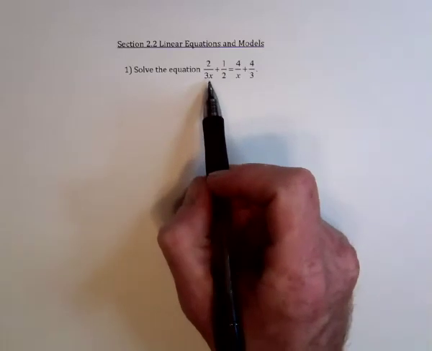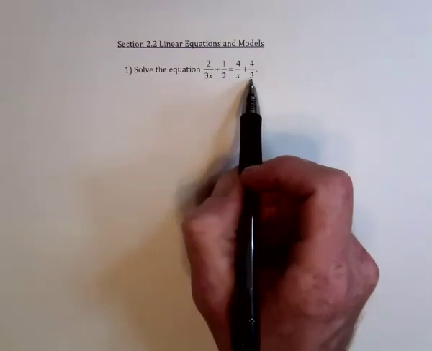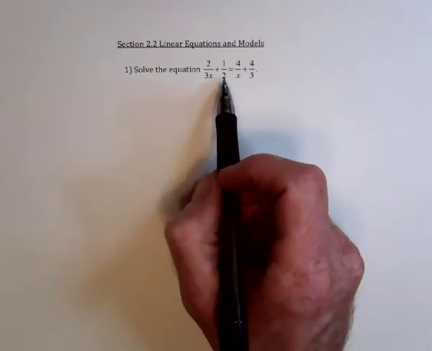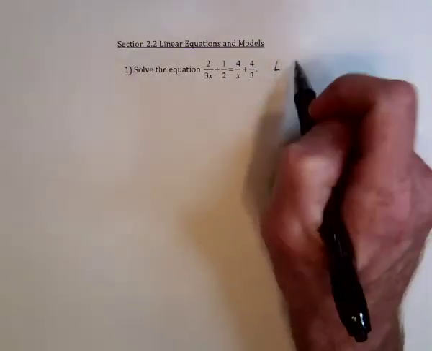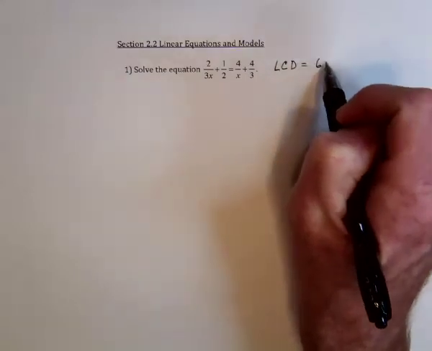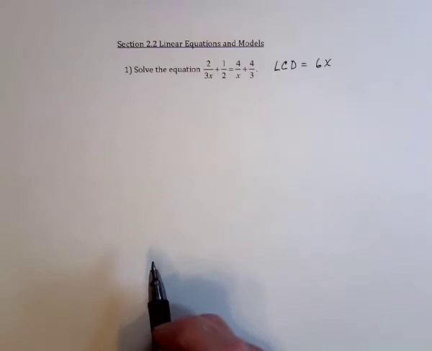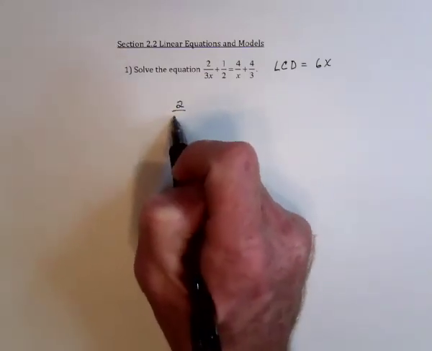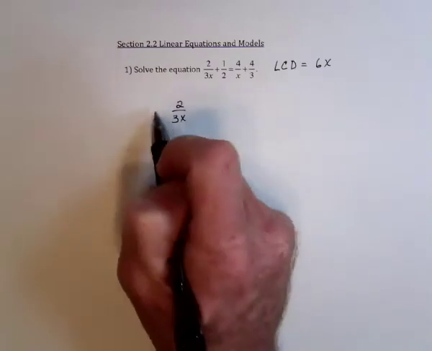So to begin with, the least common denominator needs at least a 3x. This has a 3 and that has an x, so by having 3x that takes care of that. It also has to have a 2. So in actuality I should use a 2 times a 3x, or in other words the least common denominator is 6x. So now multiply all terms by a 6x.